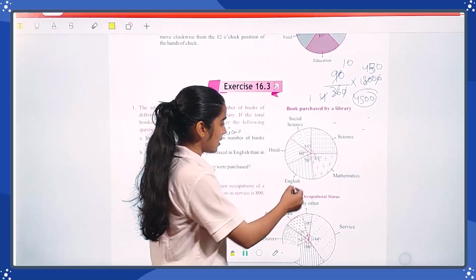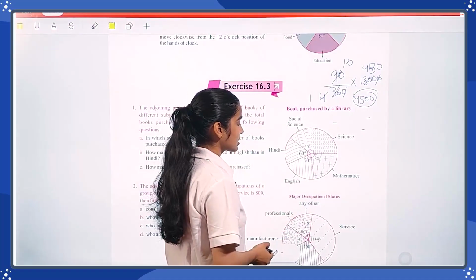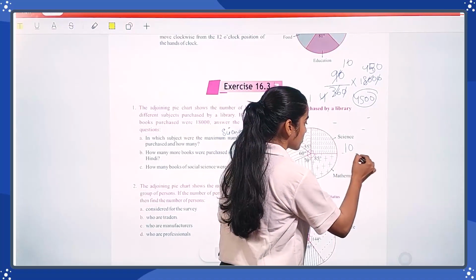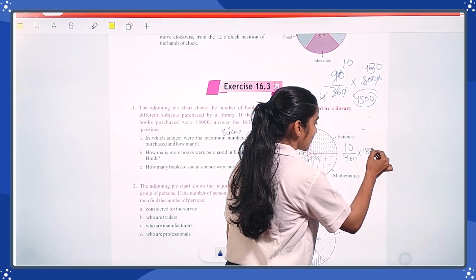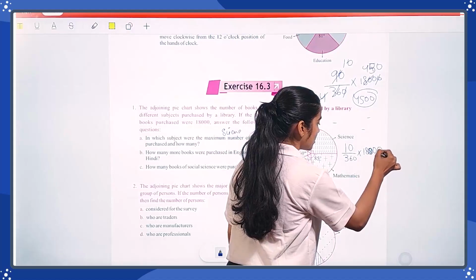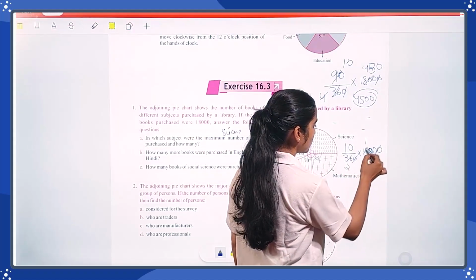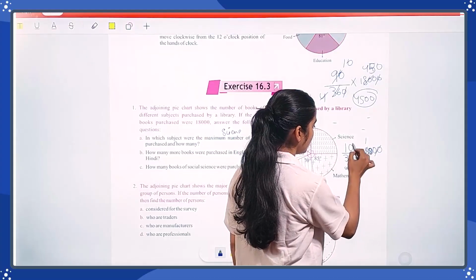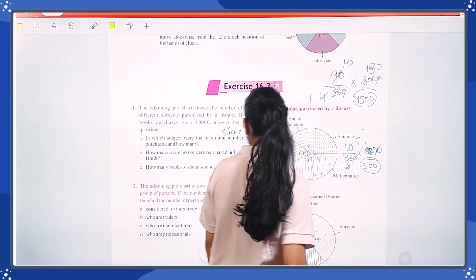So English we have 70 and Hindi we have 60. So 70 minus 60 is 10. And how many books? So 10 multiplied by 360 multiplied by 18,000. 0 is cancelled out with 0. Here we have 1. Here we have 2. So 100 here 5. So 500. 500 books is more.